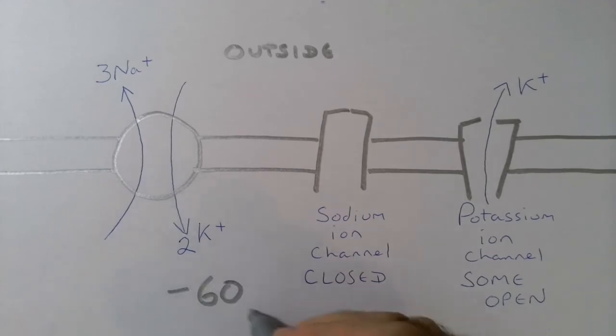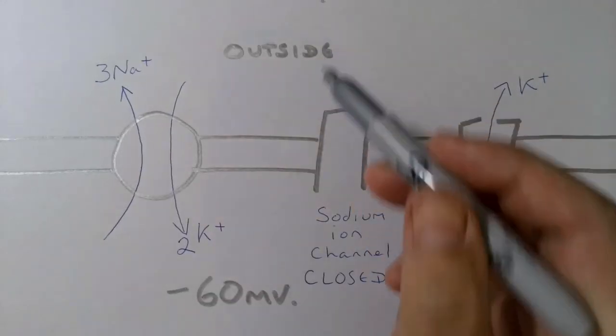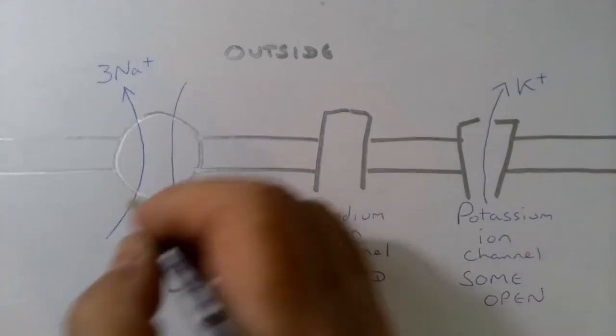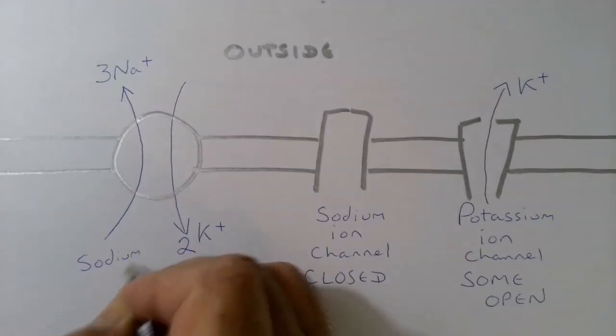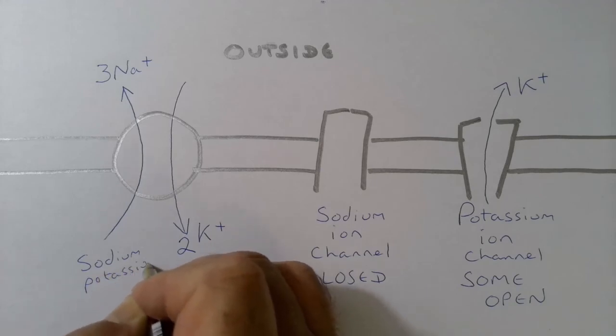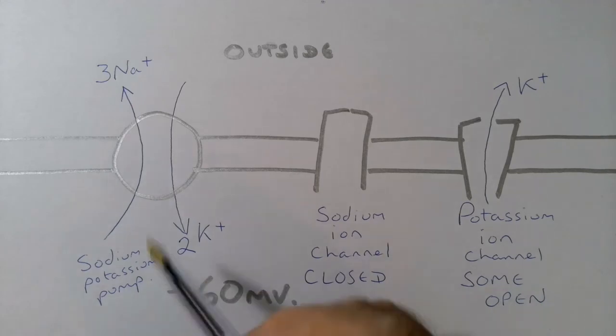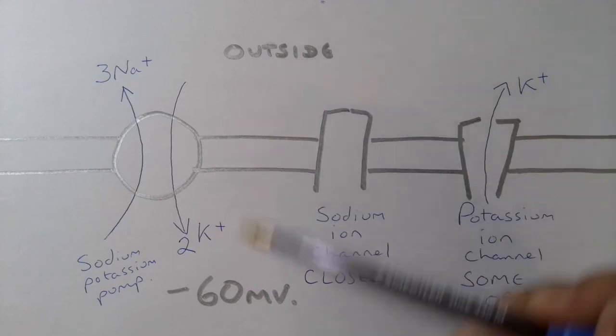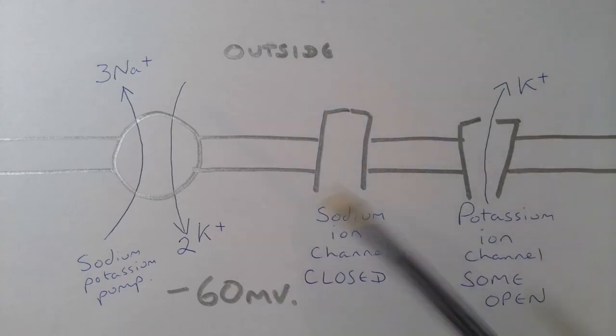I'm going to write here minus 60 millivolts. Yep, minus 60 millivolts, that's what we call the resting potential. So this is the inside, this is the outside, and as you can see, because the sodium potassium pump, we haven't labelled that. Why don't we do that? This is a sodium potassium pump. And because it's pumping 3 sodiums to 2 potassiums, it means that the inside is becoming less positive, therefore more negative, and comparing the inside to the outside, we have a resting potential of minus 60 millivolts.